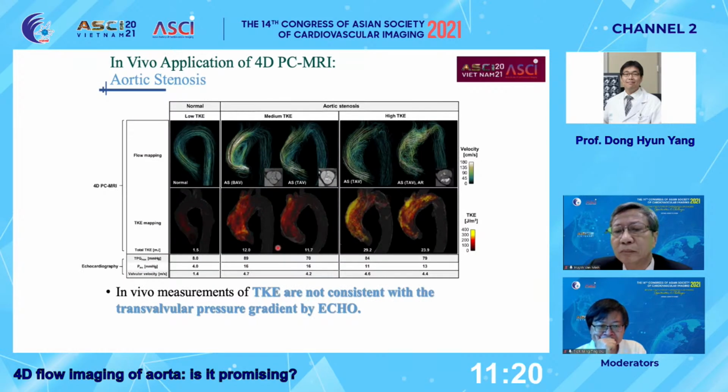These are very early results of TKE in patients with aortic stenosis. Based on the results of echocardiography, all these 4 patients have severe stenosis, but turbulent kinetic energy in these 2 groups looked quite different. TKE was not consistent with the transvalvular pressure gradient by echocardiography. If TKE is a more accurate indicator of pressure drop, it means that echocardiography may misclassify some patients into the severe aortic stenosis group.